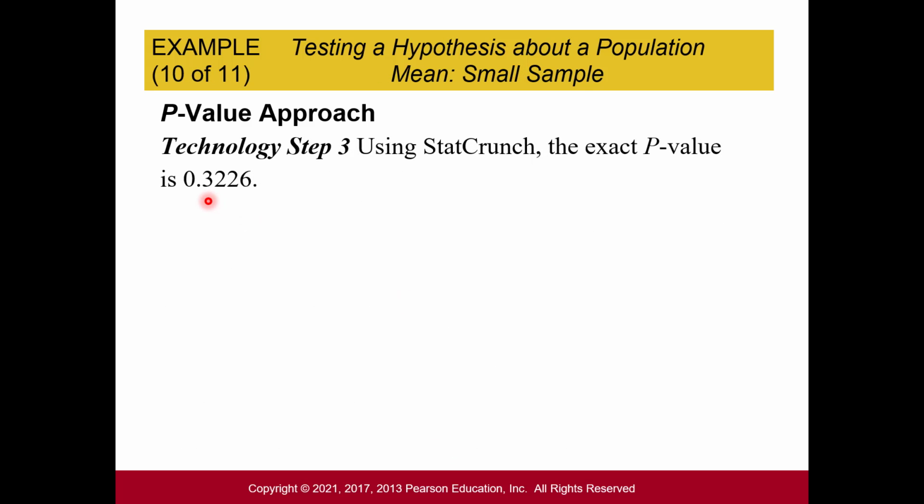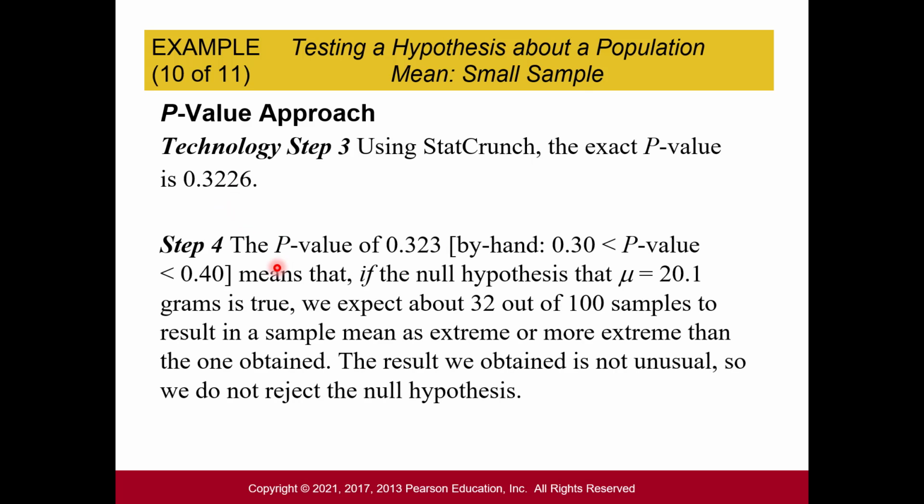Then with technology, we got that our p-value was actually 0.3226. And so the p-value of 0.323 means that if the null hypothesis of 20.1 grams is true, we expect 32 out of 100 samples to result in a sample mean as extreme or more extreme than the one obtained.